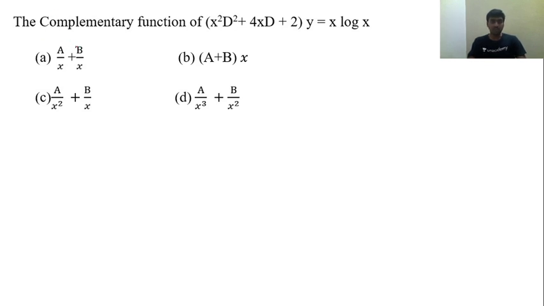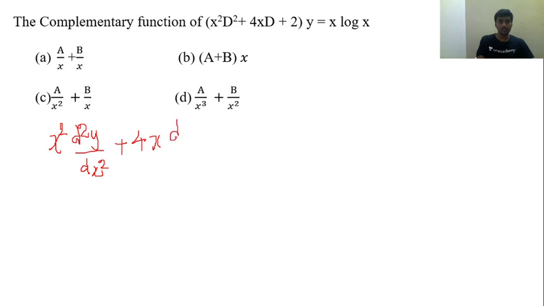The complementary function of x square d square plus 4xd plus 2 into y is equal to x into log x. Now as per the discussion, we know that x square into d square y divided by dx square plus 4 into x into dy divided by dx plus 2 into y is equal to x into log x. Okay, we need to make the substitutions.